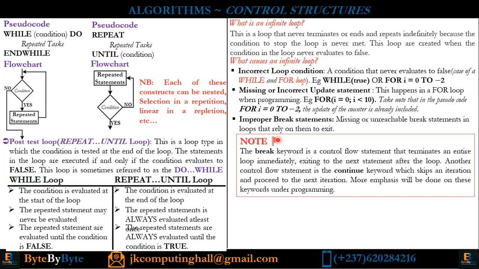But if I say when i is equal to 2, continue, it means that the operation that was to be done when i is equal to 2 will not be performed, and instead I will move to the iteration to be done when i is equal to 3. That is the use of these particular keywords, the break and the continue. And as I said, more on this will be emphasized when we shall be treating programming.